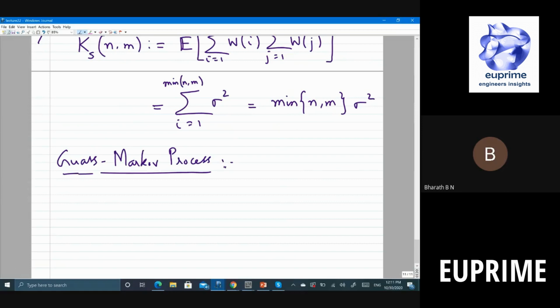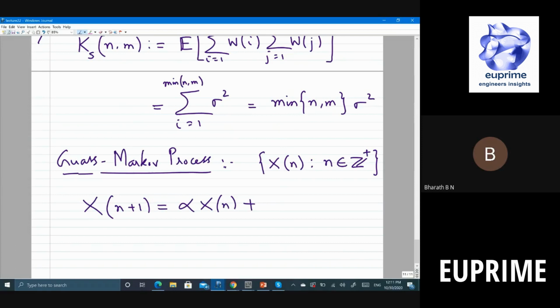Let's look at an example of a Gauss Markov process. So essentially, again, this is a stochastic process, X of n, n belonging to Z plus. That means 0 included. I'm going to define this as follows: x of n plus 1 is equal to alpha times x of n, where alpha is a fixed number, plus w of n. Here n belongs to Z plus, and x of 0 is 0.